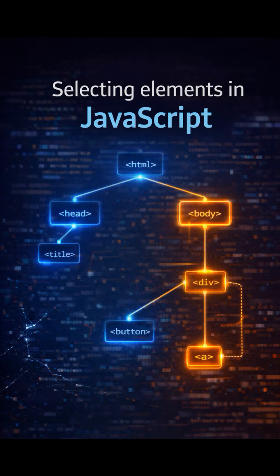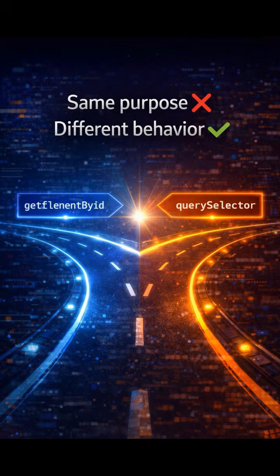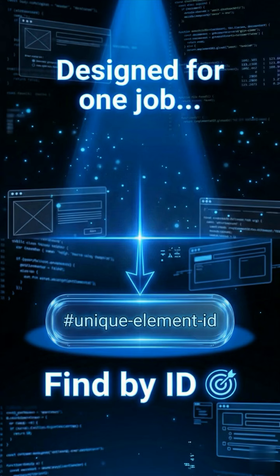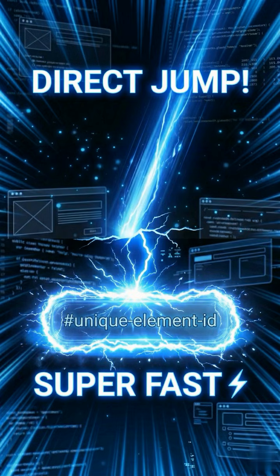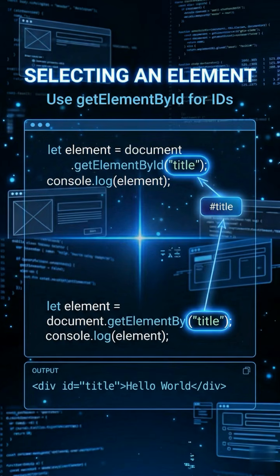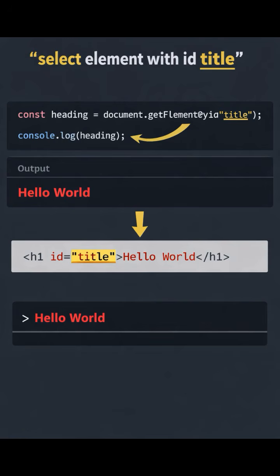In JavaScript we use these methods to select elements from a web page. They may look similar but they behave very differently. Here's the truth: getElementById is designed for one specific job, finding an element using its unique ID. Because of that it works extremely fast. It doesn't search the whole page, it directly jumps to the element. For example, if you want to select an element with ID title, you just use getElementById and it instantly gives you that element. So if you already know the ID, this is the best and fastest choice.